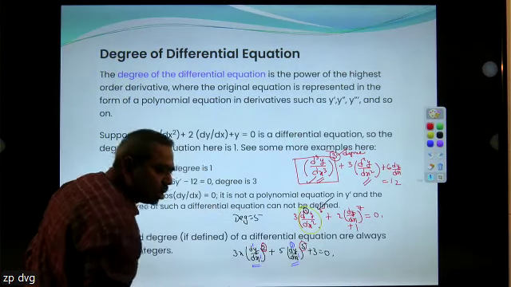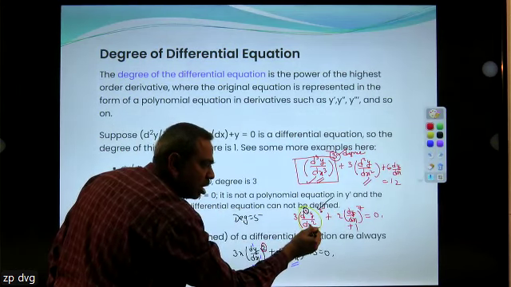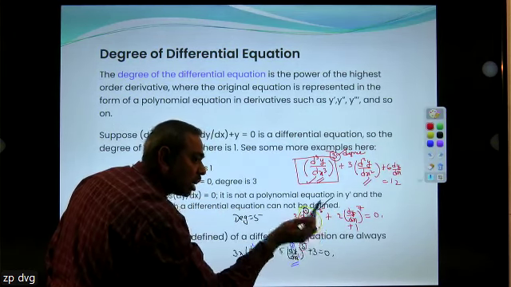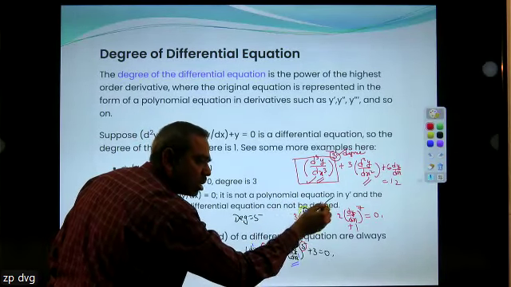What is the power here? 5. Now in the previous case, dy by dx was there, and d square y by dx square was there. Now tell me which power you have to see: the highest order derivative's power you have to see. So what is the highest order derivative? d square y by dx square. For that only I am saying the power.